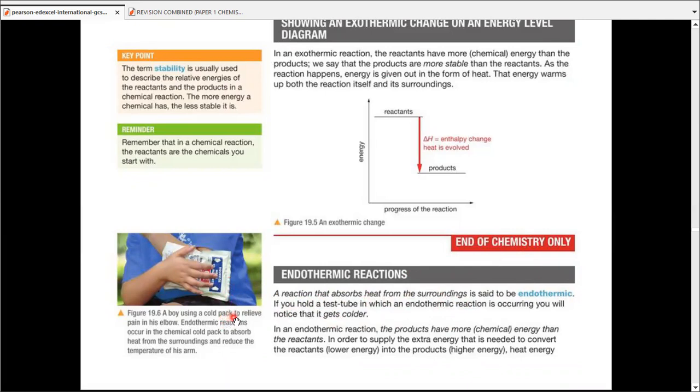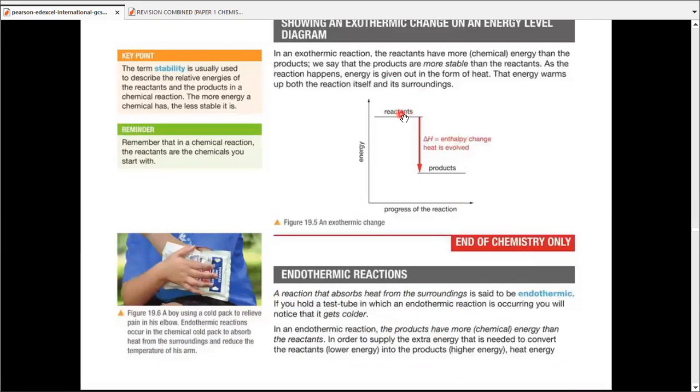For example, sometimes when we are playing and we get ourselves in an accident and you use a cold pack. What is cold pack? Cold pack consists of chemicals which after reacting, are going through an endothermic reaction. The cold pack would absorb heat from the surrounding and it would reduce the temperature of the arm. This gives you a cold feeling. You can tell then and there that there is some endothermic reaction going on, right?